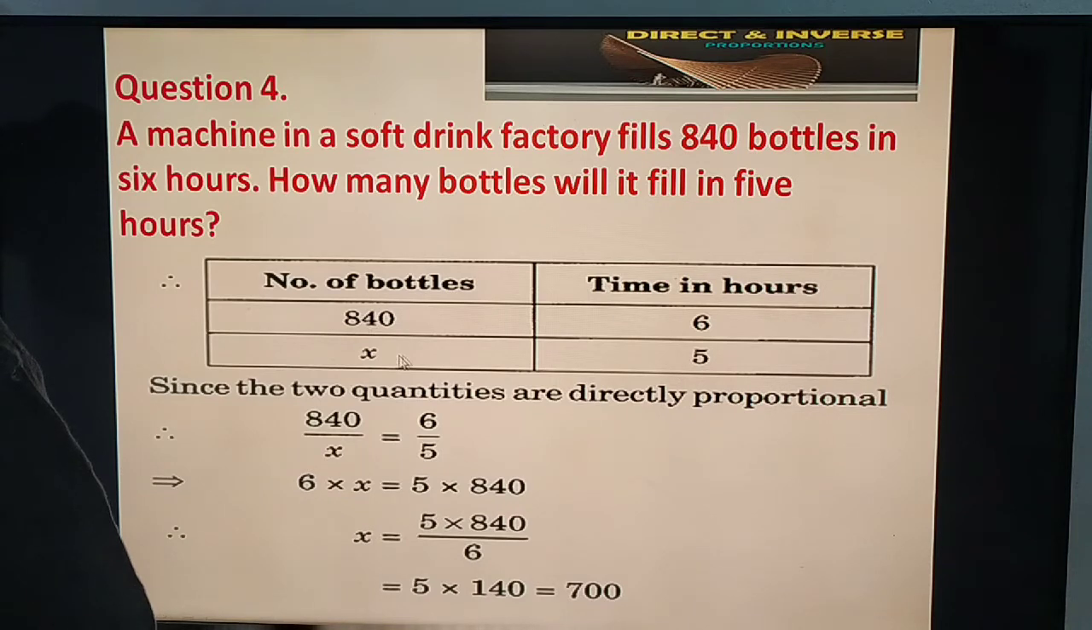So this is also a problem of direct variation. Means these two quantities and these two quantities are in direct proportion. So 840 by x equals 6 by 5. After doing cross multiplication, 6x equals 5 into 840. Therefore x equals 5 into 840 divided by 6. If you cancel this, then this equals 140. 5 into 140 is 700. So in 6 hours 840 bottles are filled, then in 5 hours 700 bottles are filled. That is the answer to the fourth question.